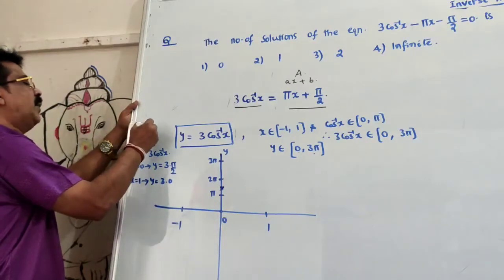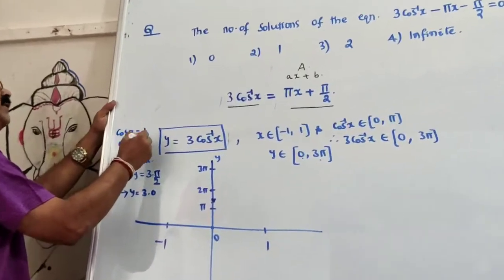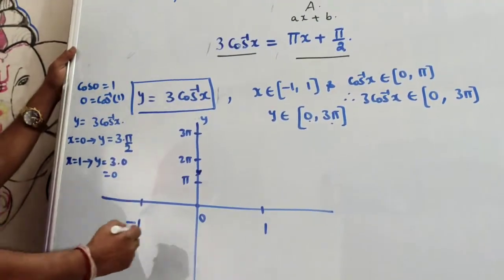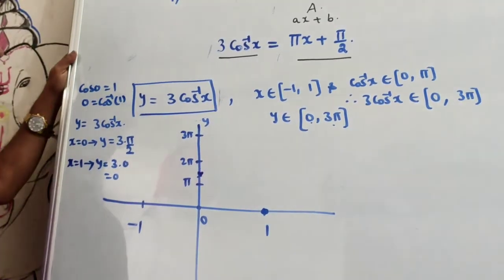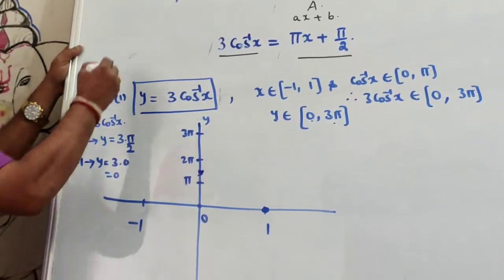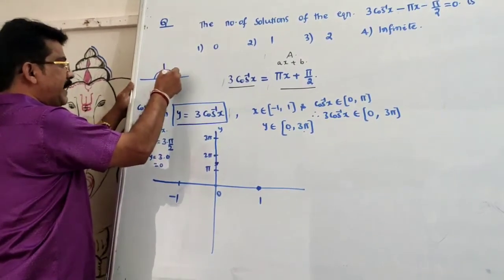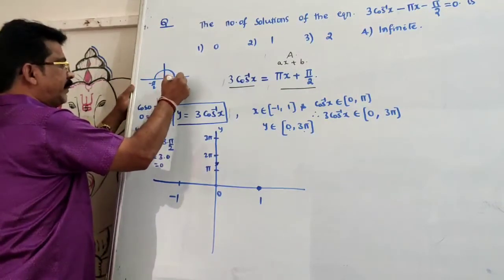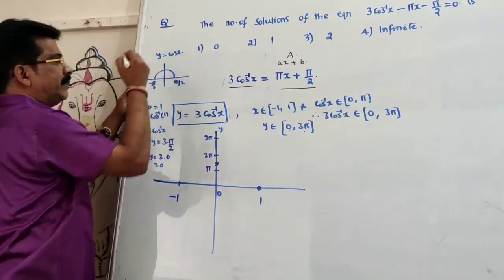Because cos 0 equals 1, and 0 degrees equals cos inverse of 1. So that is equal to 0. It means when x equals 1, the y value is 0. At the same time, remember the cos x graph will be like that. This is minus pi by 2, this is plus pi by 2. The graph is y equals cos x.